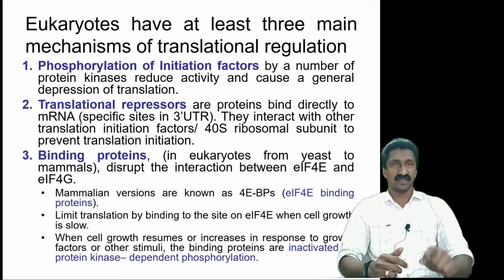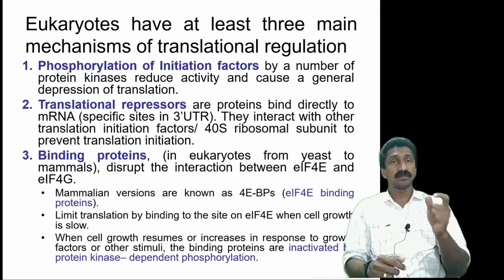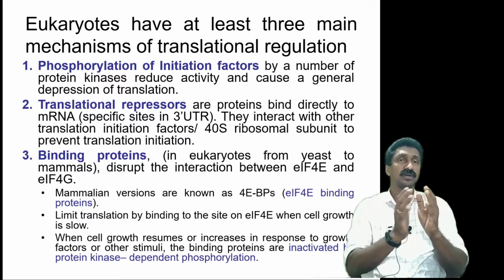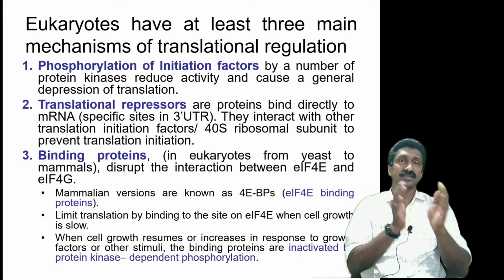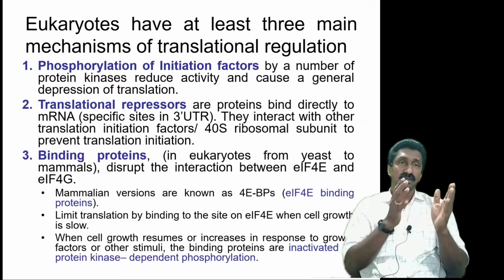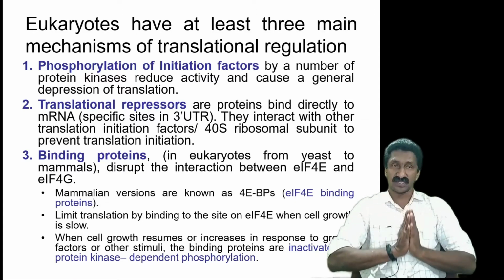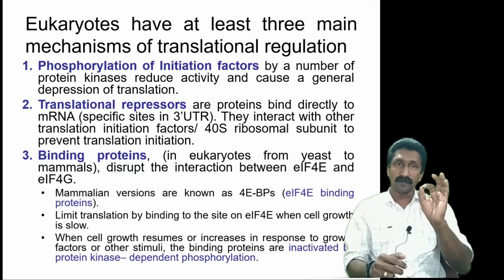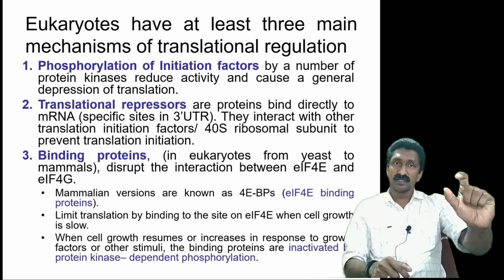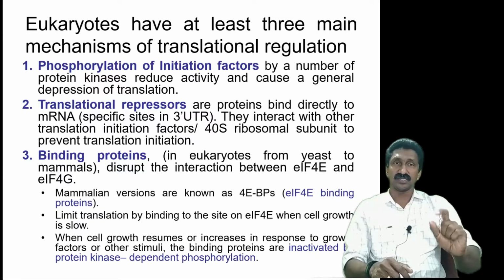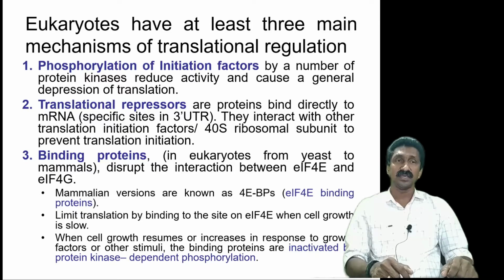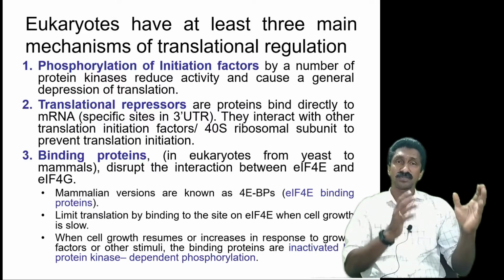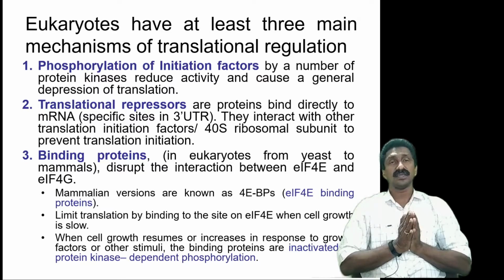The second one, translational repressors, are proteins that bind directly to the mRNA at specific sites in 3' UTRs or untranslated regions, and they interact with the other translation initiation factors or the 40S ribosomal subunit to prevent translation initiation. So the second type is translation repressor proteins, and these proteins bind directly to mRNA untranslated regions, especially the 3' untranslated regions, and also they interact with the other initiation factors or the 40S ribosomal subunit and prevent the translation initiation.